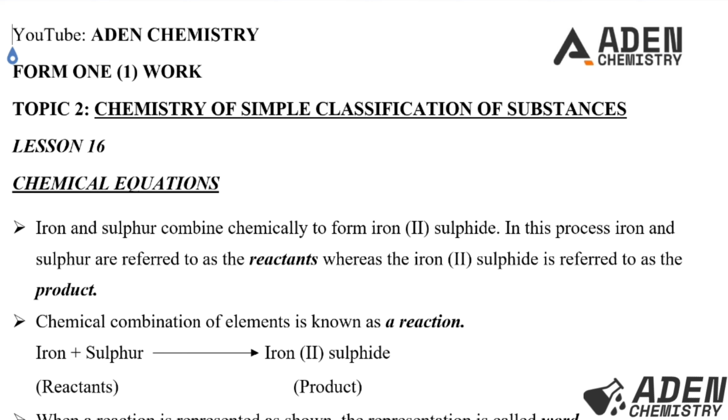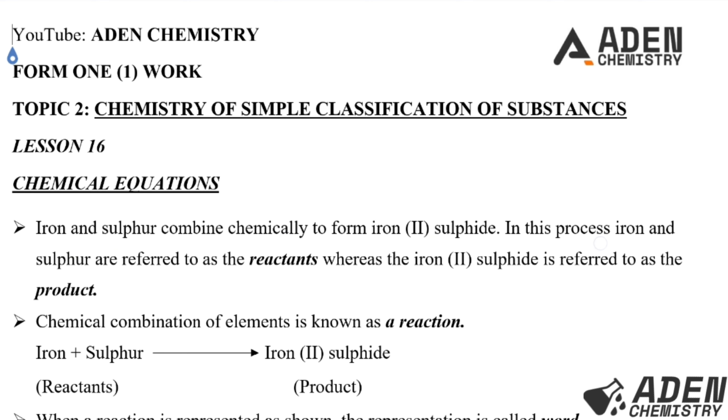Learners, in this lesson we will be talking about chemical equations, specifically word equations. We are saying iron and sulfur combine chemically to form iron(II) sulfide. So iron(II) sulfide is a compound. Remember we said a compound is a combination of two or more elements that are chemically combined.